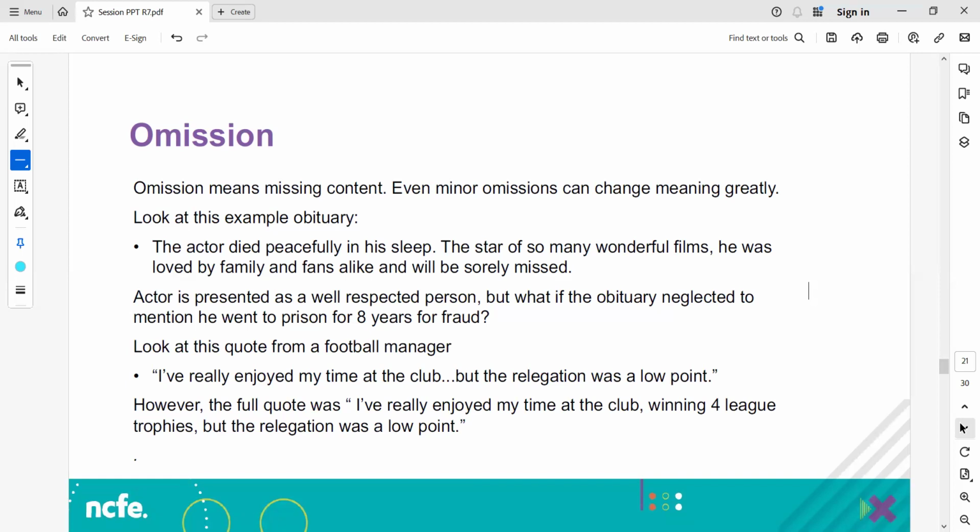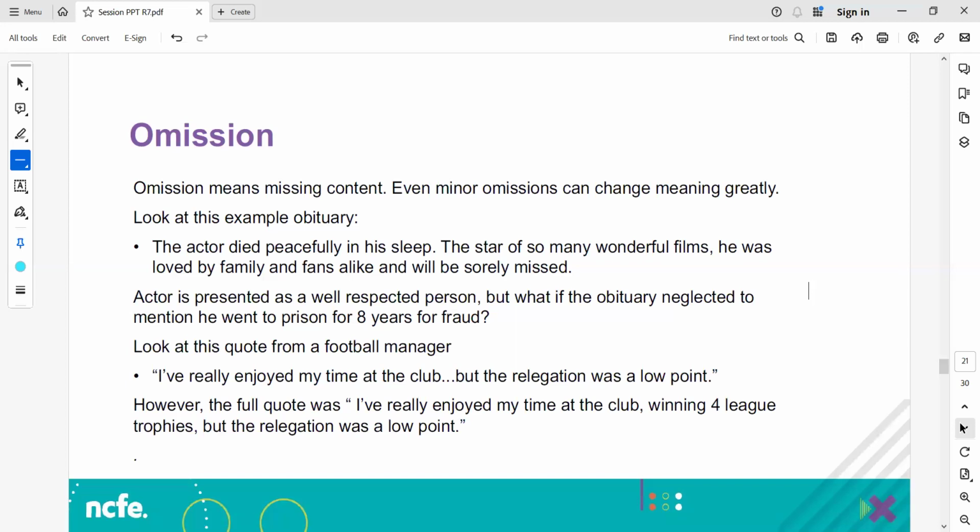So the bias would be, if a journalist is writing about the football manager's resignation and he doesn't like that manager, he is focusing on the relegation so that the readers think about the lack of success. So omission can be used to display bias, to make the reader think a certain way. So any questions about omission?